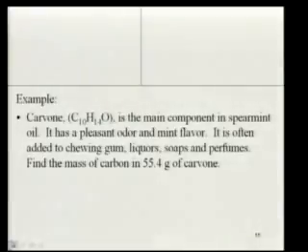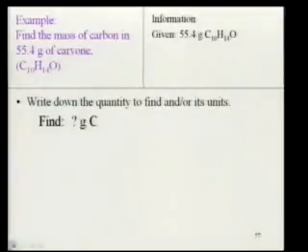So here you've got 55.4 grams of carvone. I want to know how much mass of carbon is in that. Now let's reason this through before I show all the steps. If I know how much carvone I have in grams, what is probably the first logical step? That's right. I'm going to want to find out how many moles of carvone are represented by my mass. How do I do that? I use the molar mass.